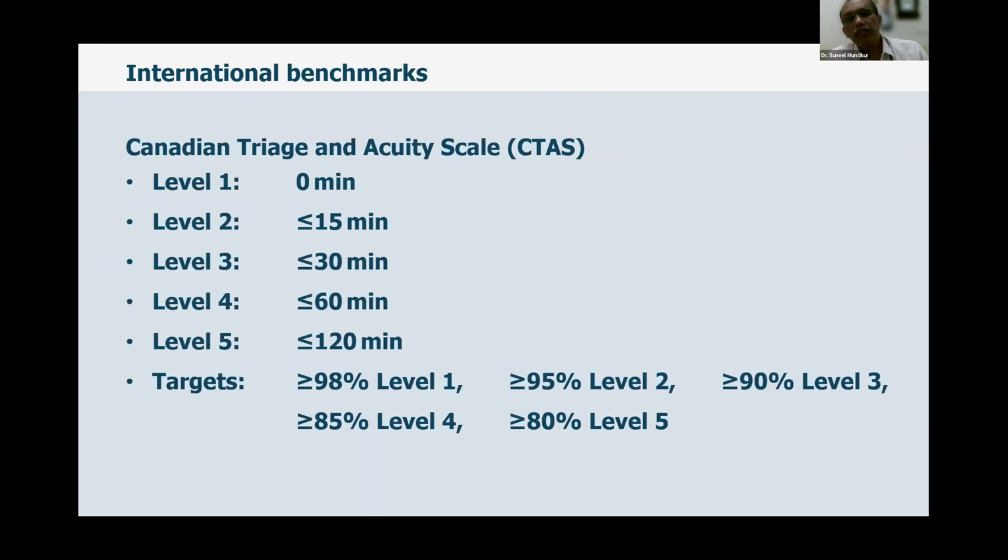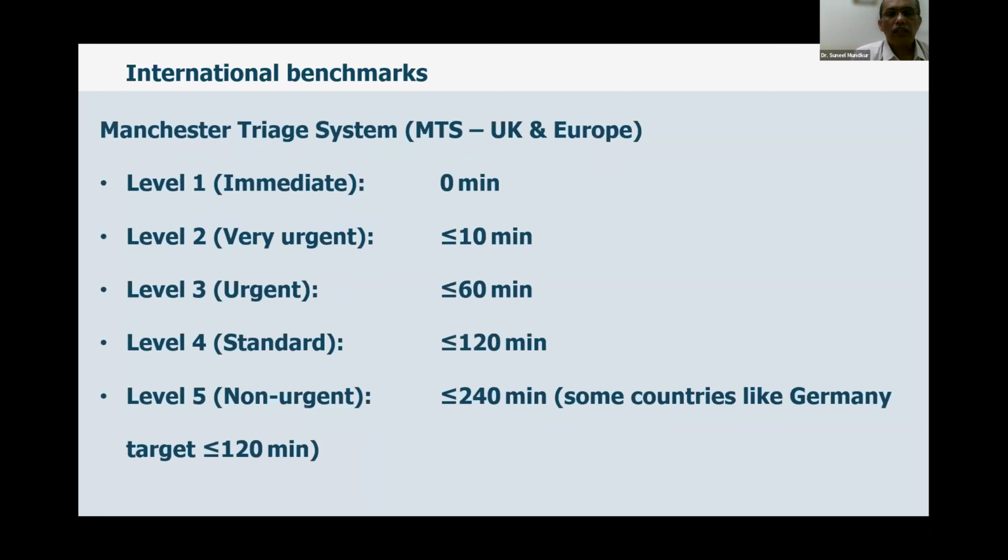And they also say that more than 80% compliance is required based on whatever benchmark you have put in your hospital. A very similar triaging system based on the Manchester triage system, mainly used in UK and Europe. Again, the categories are same, level 5 categories, but the timings are benchmarks they have given is like 0, 10, 60, 120, and 240. Whereas some countries like Germany, the target for level 5 is less than 120.